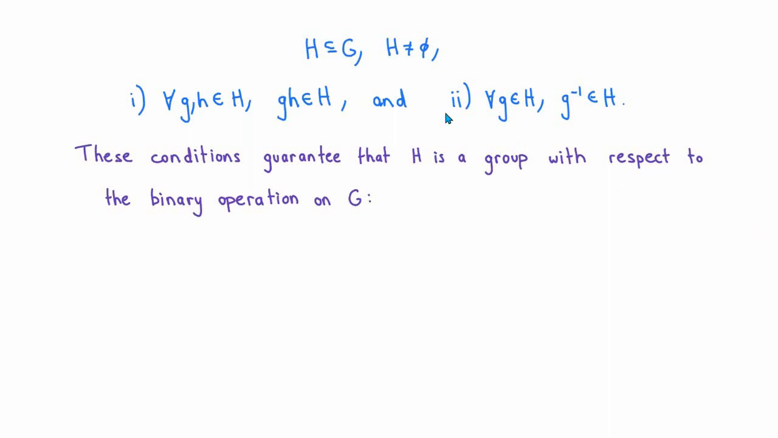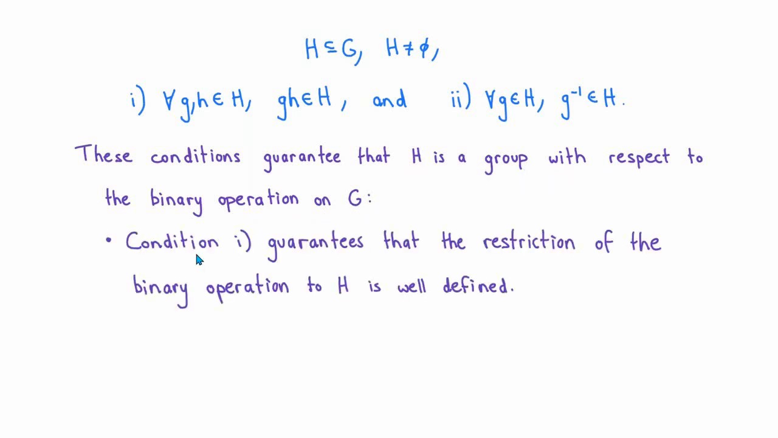So we're assuming that H is a subset of G, that H is non-empty, that H is closed under multiplication, and that H is closed under taking inverses. And we'd like to show that these conditions guarantee that H is a group with respect to the binary operation on G. Well, the first point, which is a little easy to overlook, is that condition number 1 guarantees that the restriction of the binary operation to H is actually a well-defined binary operation on H.